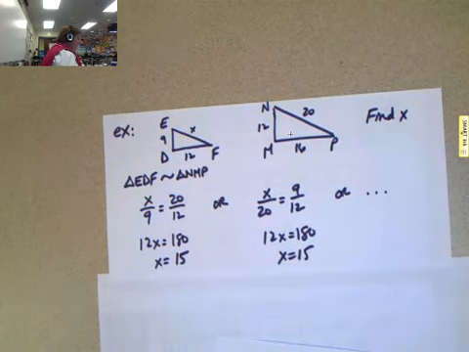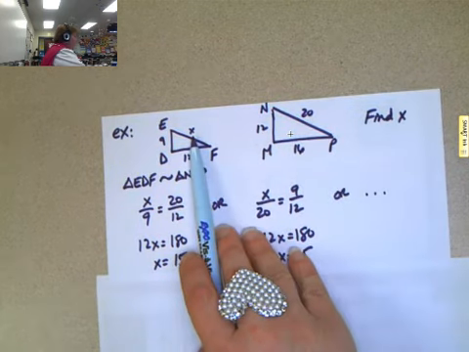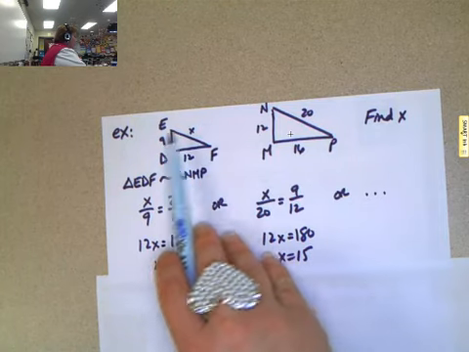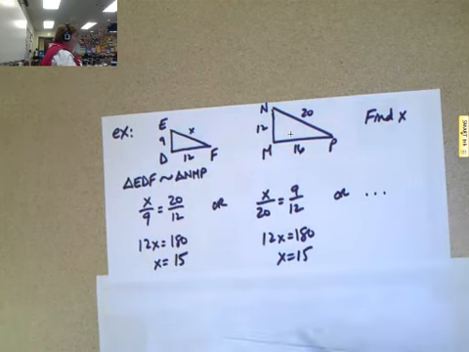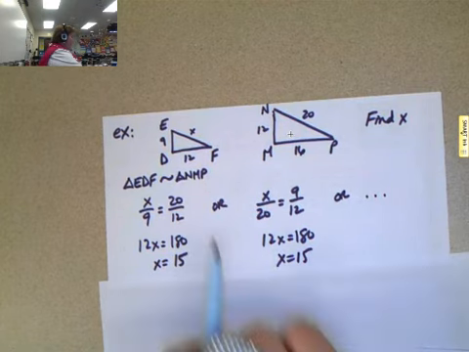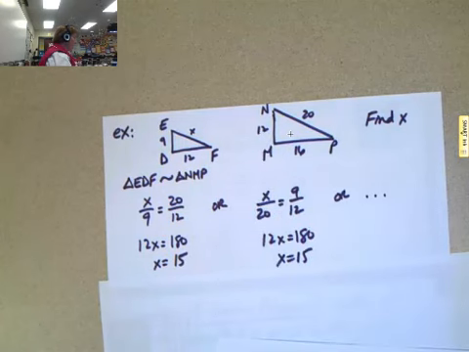The important part is consistency. So if you're going to go from big triangle to little triangle, you've got to go big triangle to little triangle. If you're going to go long side to short side, you've got to go long side to short side. The only way you're going to get it wrong is if you mix it up. Let's say you go long side to short side and then short side to long side, then you're going to get the wrong answer. So you really have to be consistent.